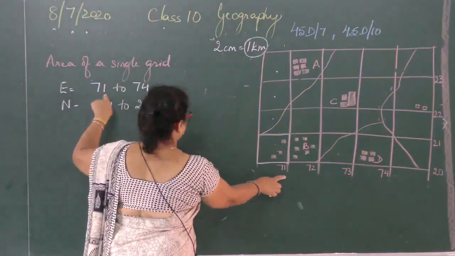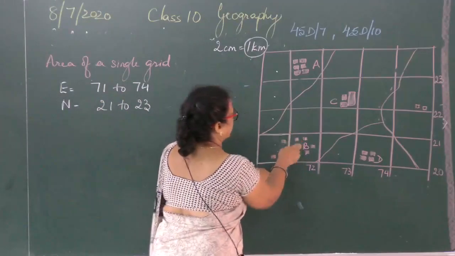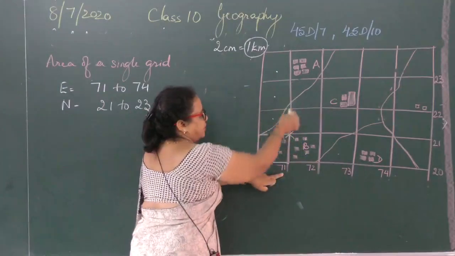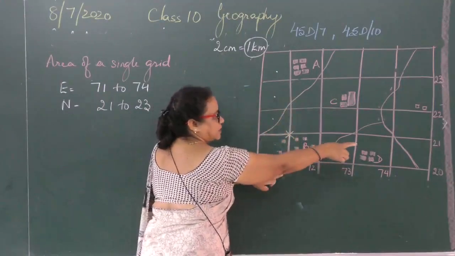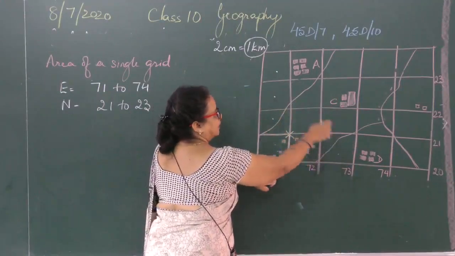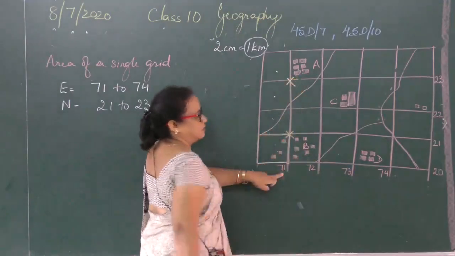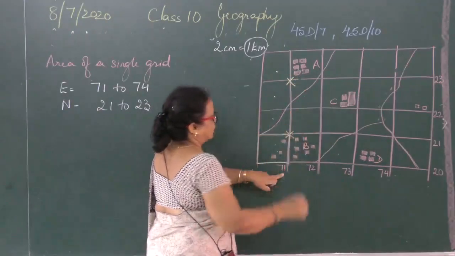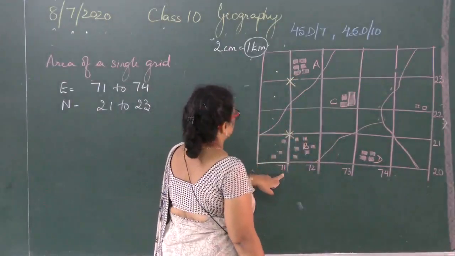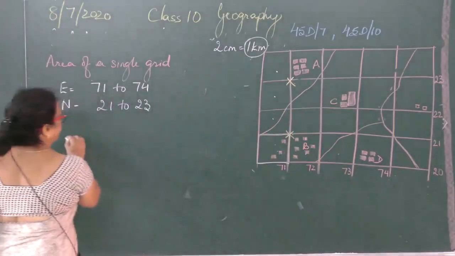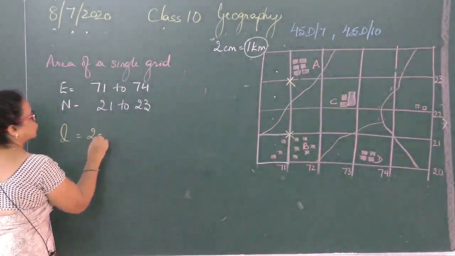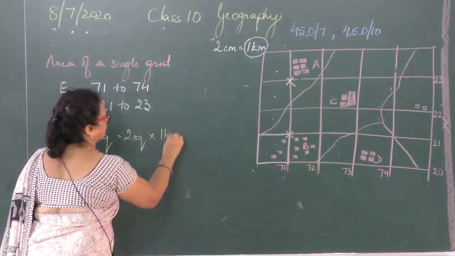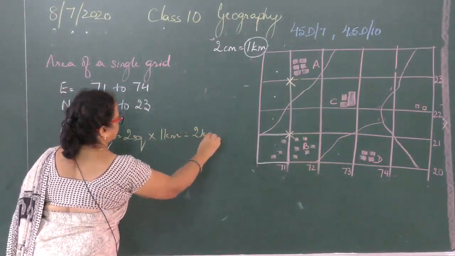Clear? On 71, see where 21 is coinciding. Can you see this point? 21 is coinciding on the 71st easting. 21 is the number of the northing. Clear? And 23 is here. Understand? So that means this is your length. Clear? So length will be 2 squares, which is 2 squares into 1 kilometer, therefore 2 kilometers.